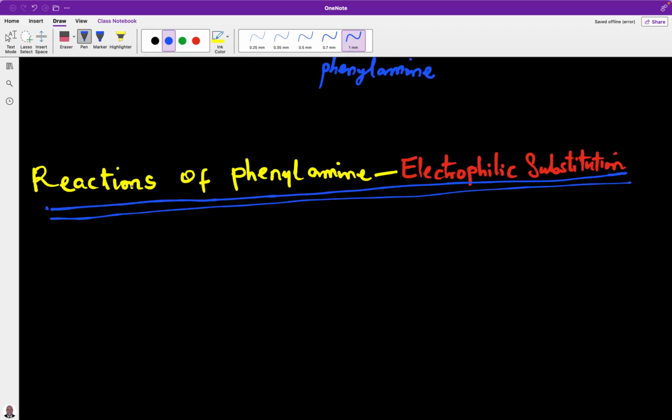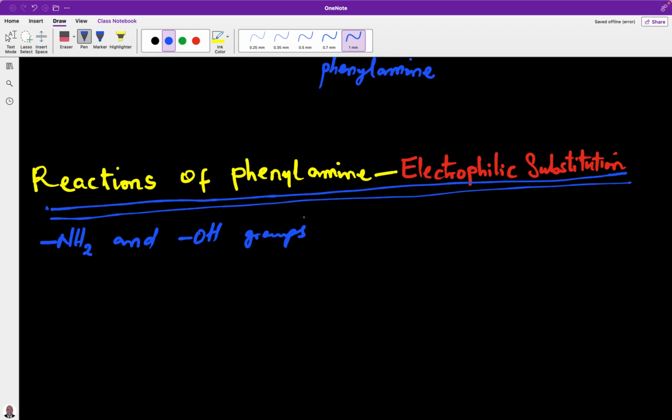Remember, there's one thing. The amino group and the OH group are electron donating groups.